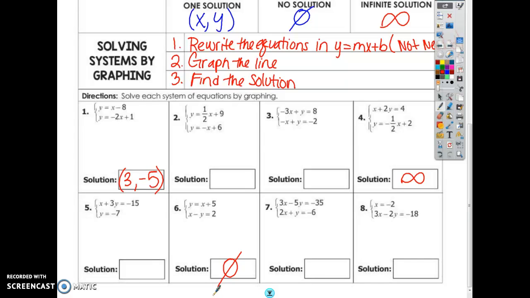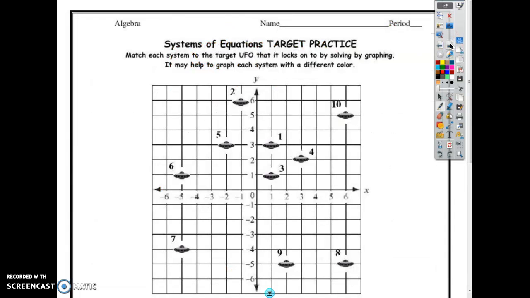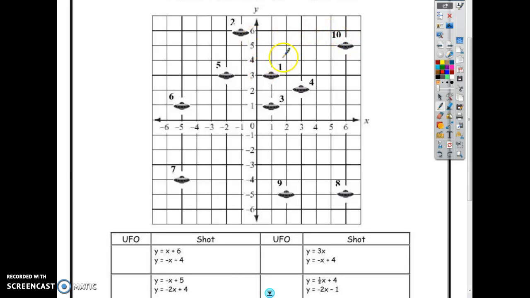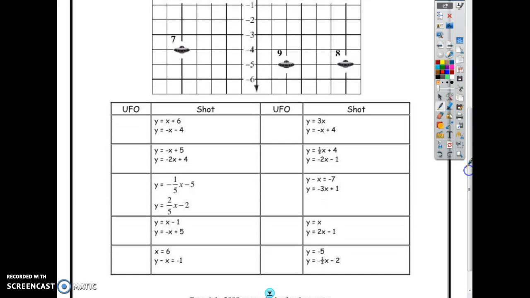Okay, moving on. I'm going to show you guys how to do the back, and then if you have questions, I'll help you. So, flip over to the back. On the back, you're going to be graphing systems, but all you have to do is graph it in Desmos. Each of your UFOs on the back is numbered 1 through 10. And down here, you have different systems of equations. I'm going to show you how to do the first one, and then y'all are on your own.